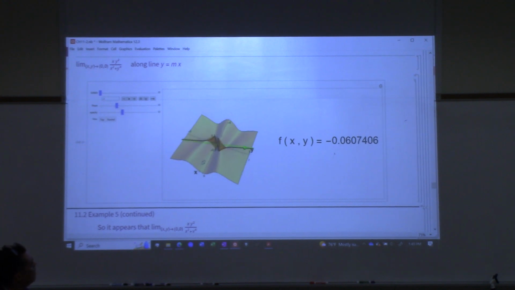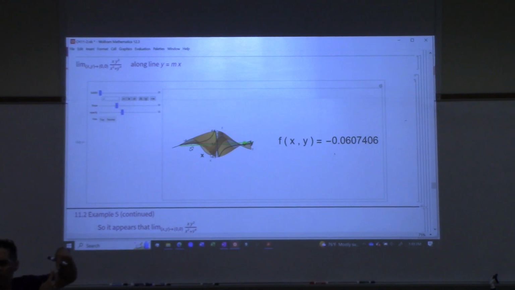Stop there? Fine. Now let's look at it. Do you all see that? Again, from both directions, we're approaching 0. Right? That's visual verification that it doesn't matter which line we come into 0, 0 with, it doesn't work.